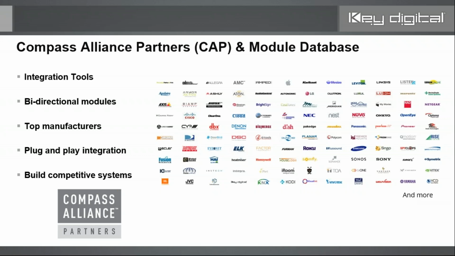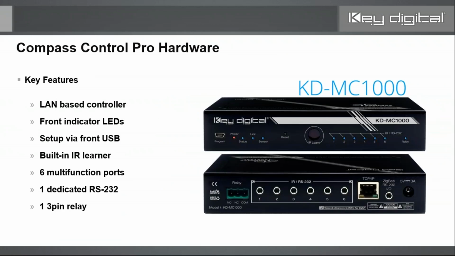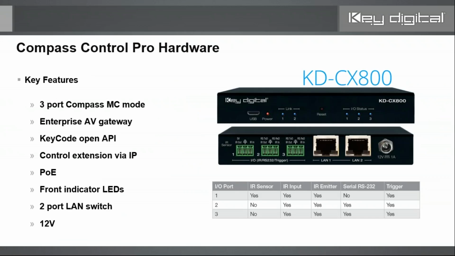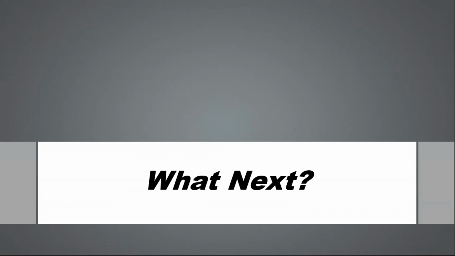The power of Compass Control Pro is our Compass Alliance partners, which allow us to offer good, better, and best system design and integration, still with drag and drop, plug and play integration. They love that our master controllers are flexible and cost effective. This master controller, MC1000, has 6 multifunction control ports, which could be IR, bidirectional RS-232, voltage triggering, or voltage sensing. The small and effective CX800 also contains 3 multifunction control ports and is powered over the Ethernet.